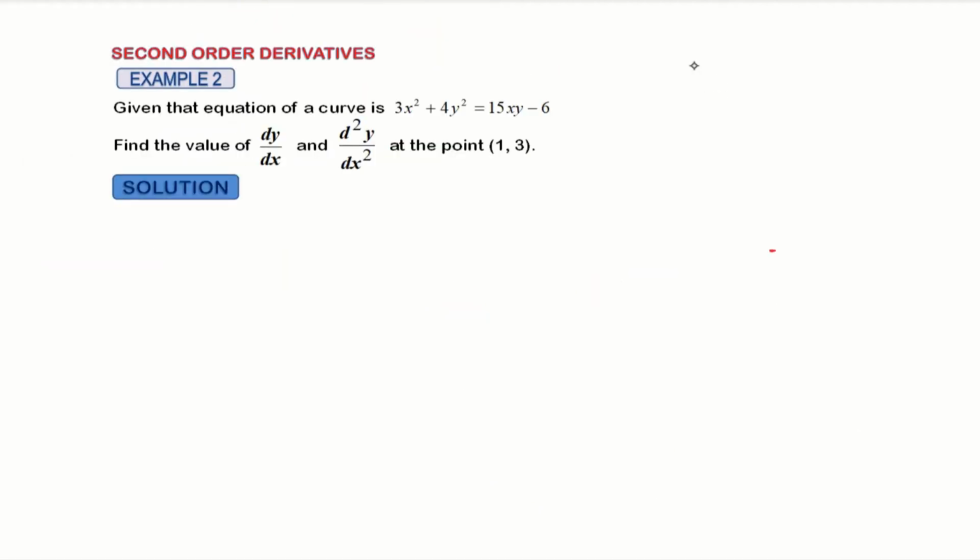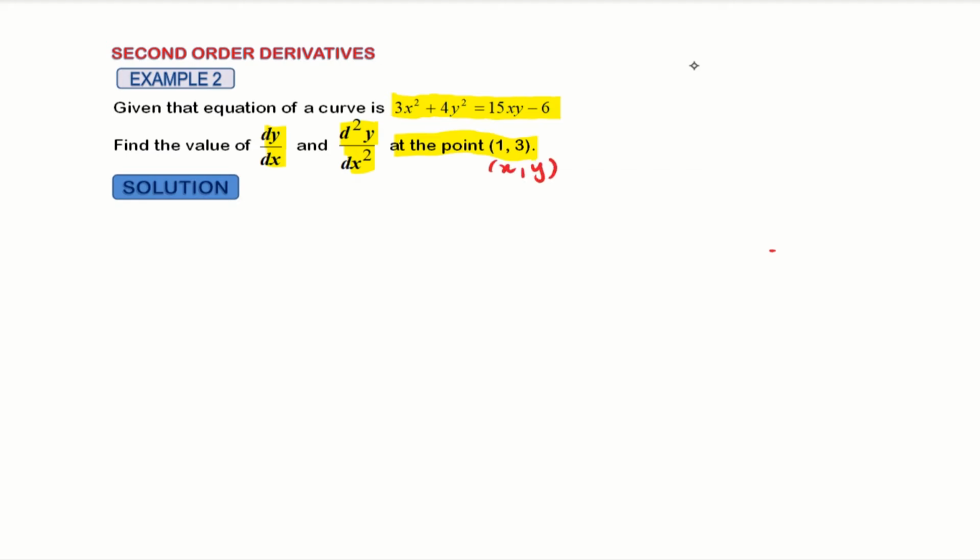Let's look at for a second example involving second order derivative. Okay, the question asks to find, given that the equation of a curve is 3x squared plus 4y squared equals to 15xy minus 6. This is implicit function. Find the value of dy dx and second derivative of y with respect to x at the point 1, 3. So this is point x, y.